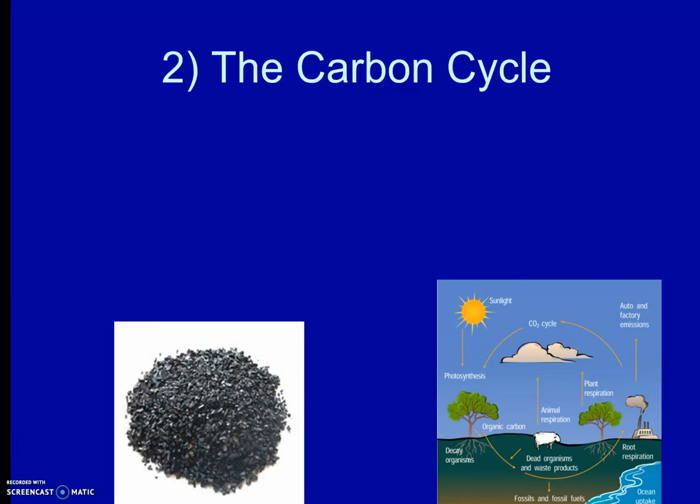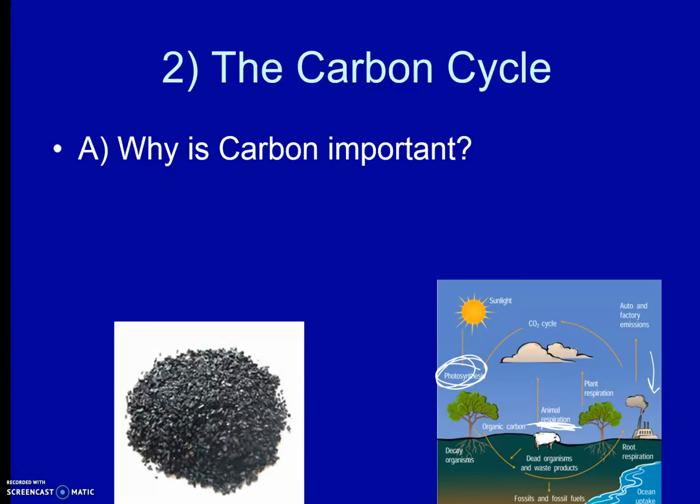Our next cycle is the carbon cycle. And some main things to look at when you are identifying the carbon cycle is going to be terms like respiration, photosynthesis, and then things like this, the burning of some sort of fuel at a factory or car emissions.